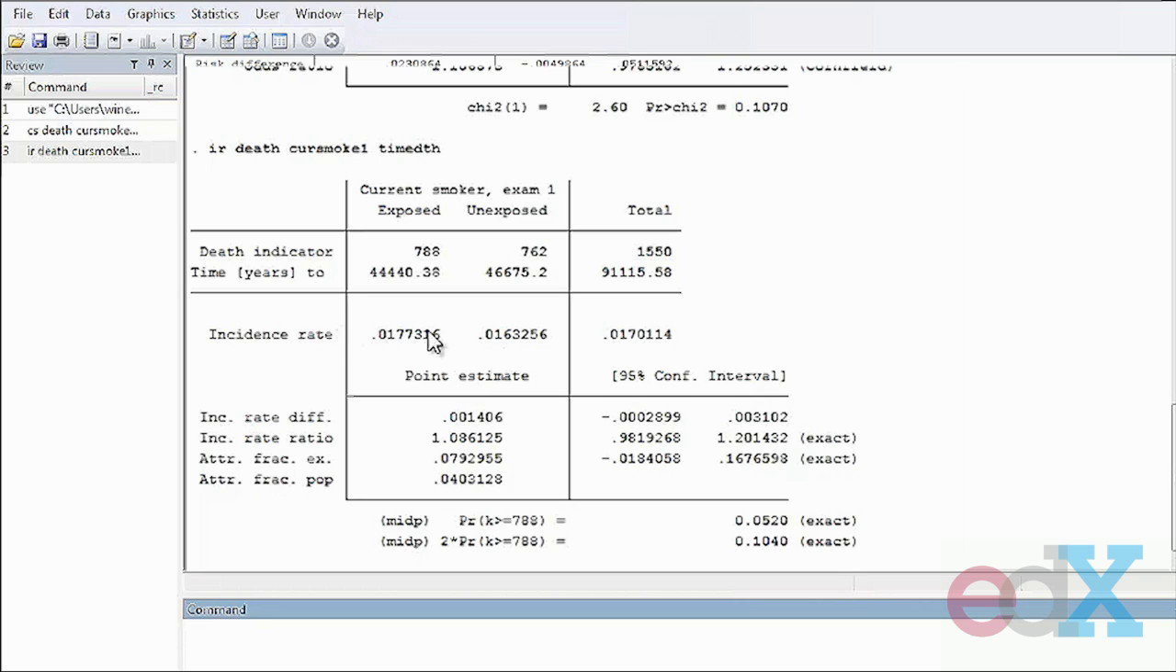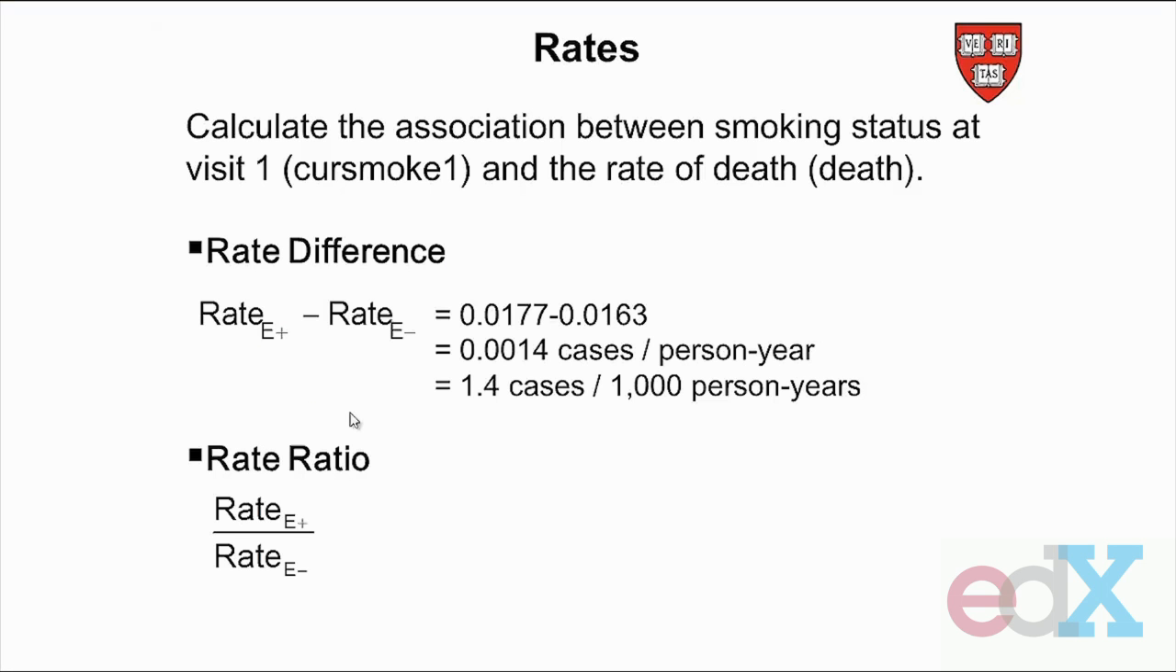And we can use these two incidence rates to calculate an incidence rate difference or an incidence rate ratio. Our rate difference would be the rate in the exposed minus the rate in the unexposed, yielding an estimate of 1.4 cases per 1,000 person years. This would say that the rate of death is 1.4 cases per 1,000 person years higher among smokers than non-smokers. Our rate ratio would be the 0.0177 divided by the 0.0163, resulting in a rate ratio of 1.09, stating that smokers had 1.09 times the rate of death compared to non-smokers.